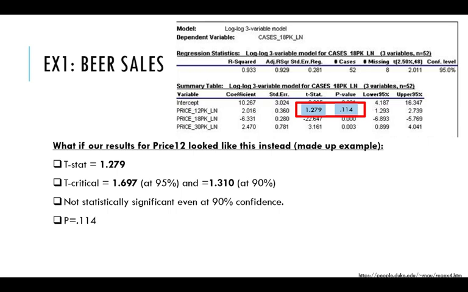And we also see that with a p-value of 0.114, it would only be significant at the 88.6% level. So in this case, we would fail to reject the null hypothesis that beta is less than or equal to 0. Remember, we can express that as the null hypothesis beta equals 0. So basically what we're saying is we're failing to reject that this is something statistically different from 0.